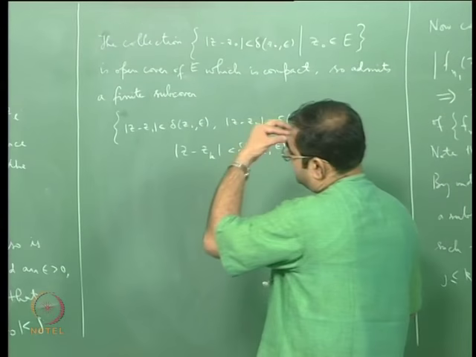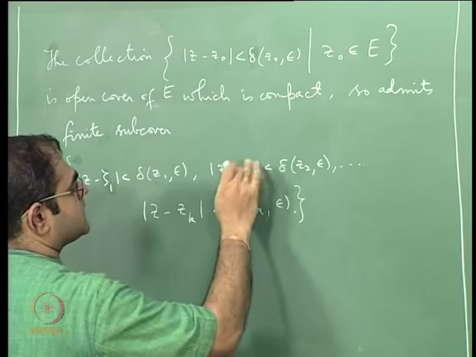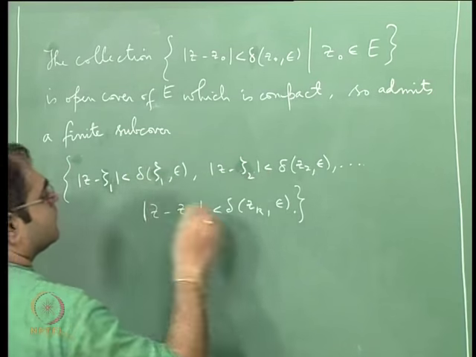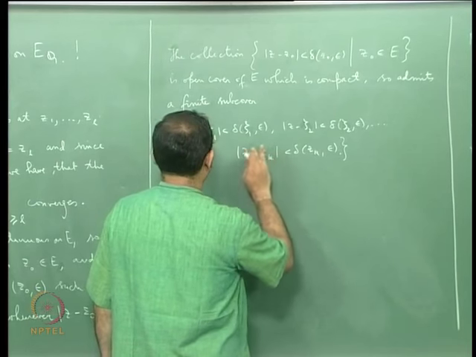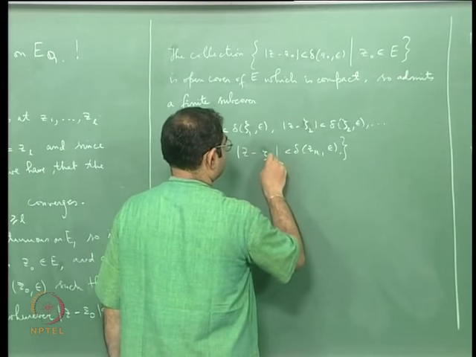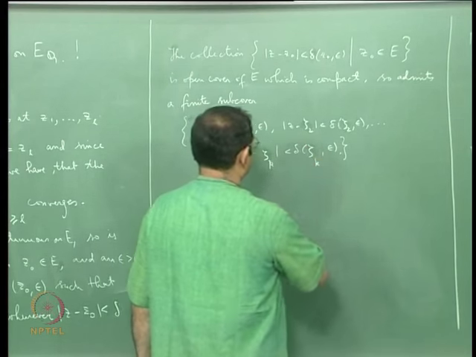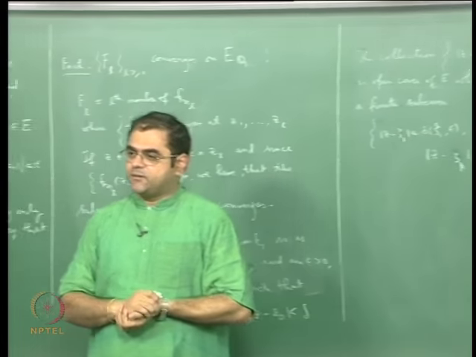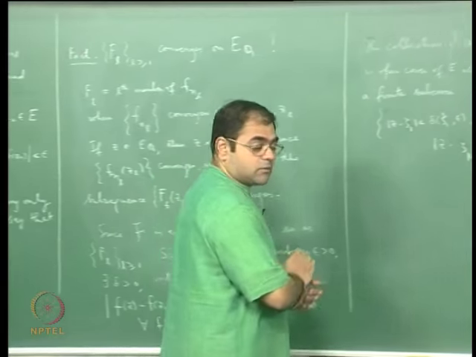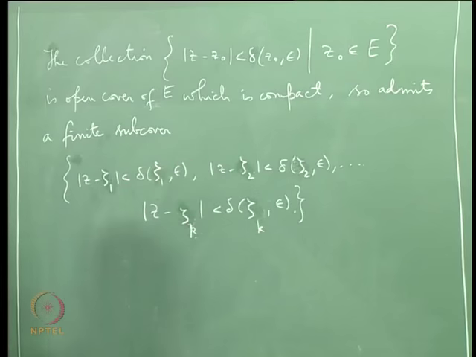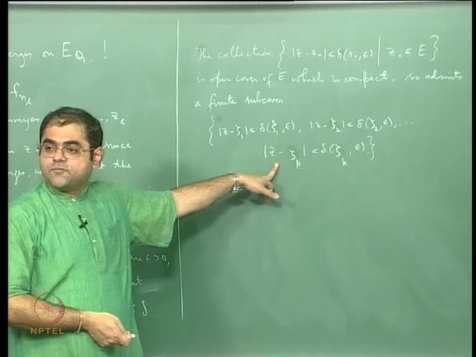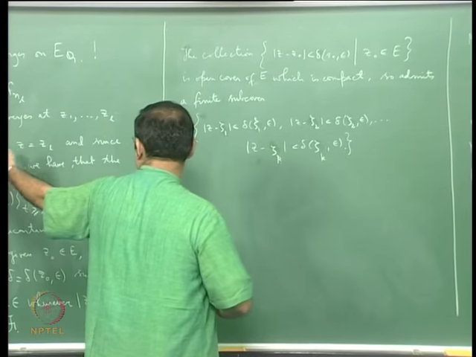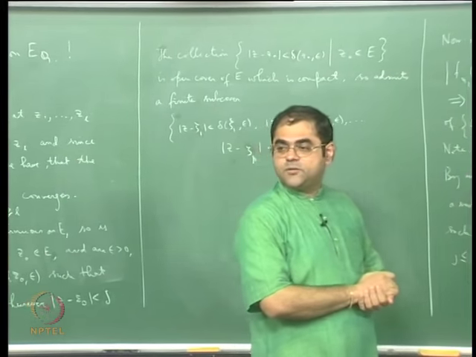So whenever I write things like this, I am assuming that the variable is also in E. So you have this finite subcover, and let me call the centers zeta 1, zeta 2, up to zeta k. I use different symbols so that I don't confuse them with the zi's, which are supposed to be all the points of E sub Q. So you have this cover. And in each of these disks, I will of course be able to find a point of E sub Q.